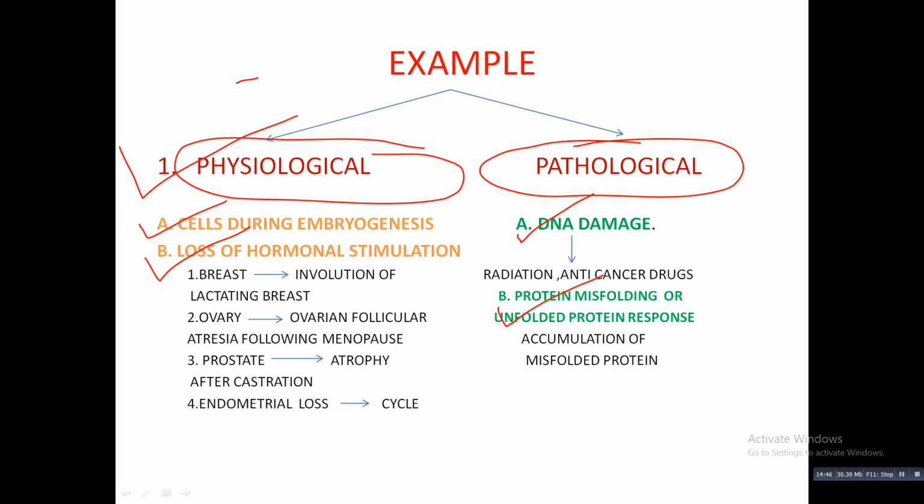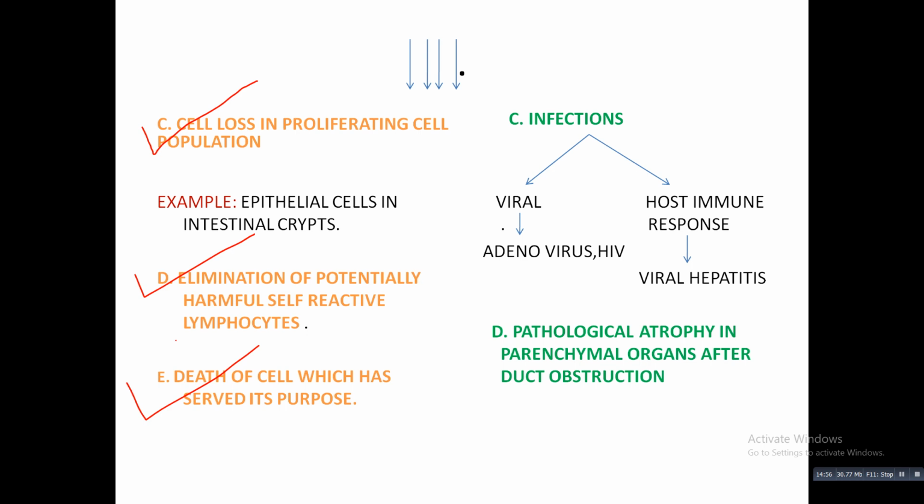Again, certain infections, viral infections like adenovirus, HIV, all lead to apoptosis, as well as sometimes not the virus but the host immune response to the virus. For example, viral hepatitis can lead to pathological apoptosis. And lastly, pathological atrophy in parenchymal organs after duct obstruction. So here we go with the examples.